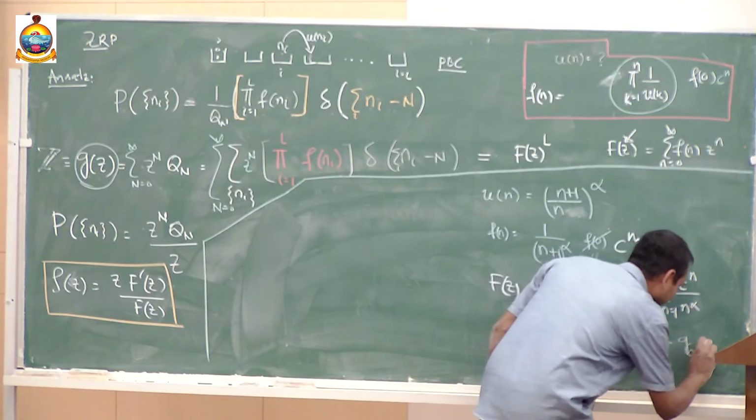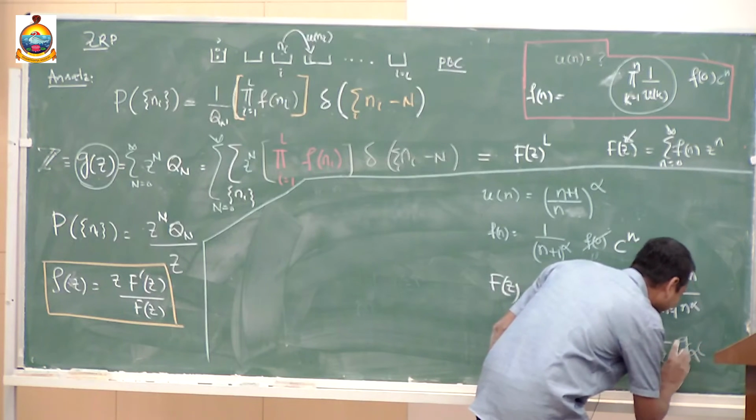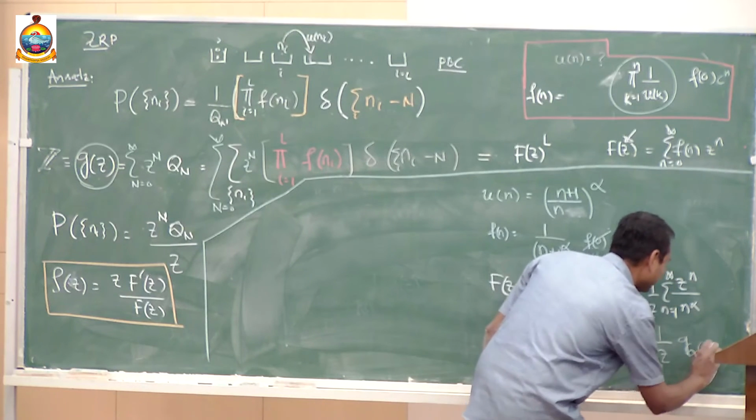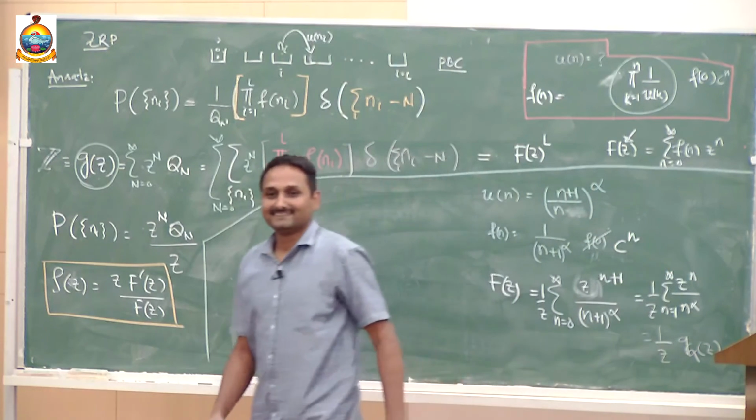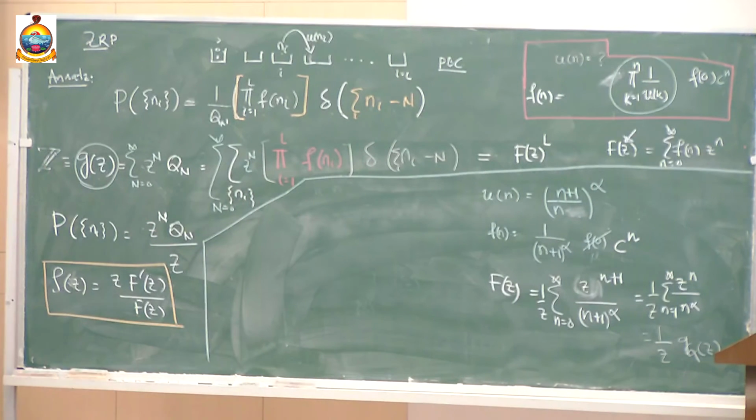no, zeta is very complicated. I cannot. My hand doesn't work. g alpha of z. Okay.